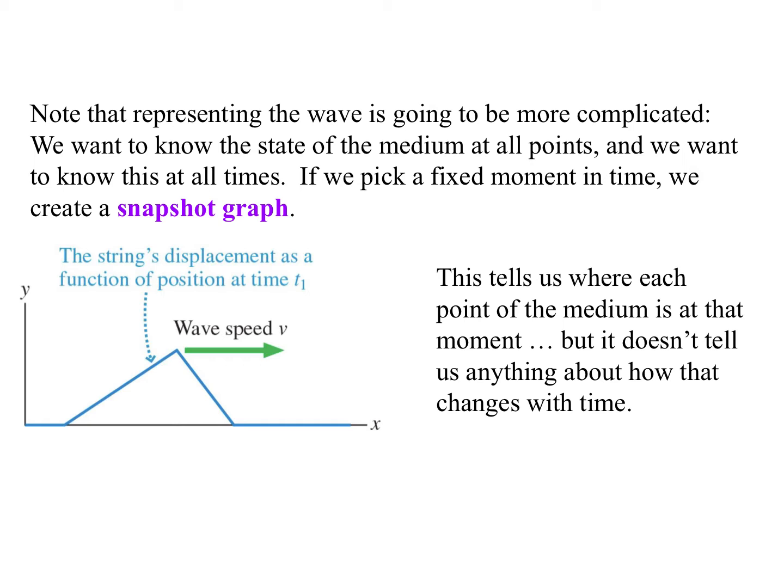This tells us where each point in the medium is at that moment, but it doesn't tell us anything about how that changes with time. In fact, even the addition of saying wave speed with this arrow is a bit unfair because the snapshot cannot tell us which way the wave is moving.